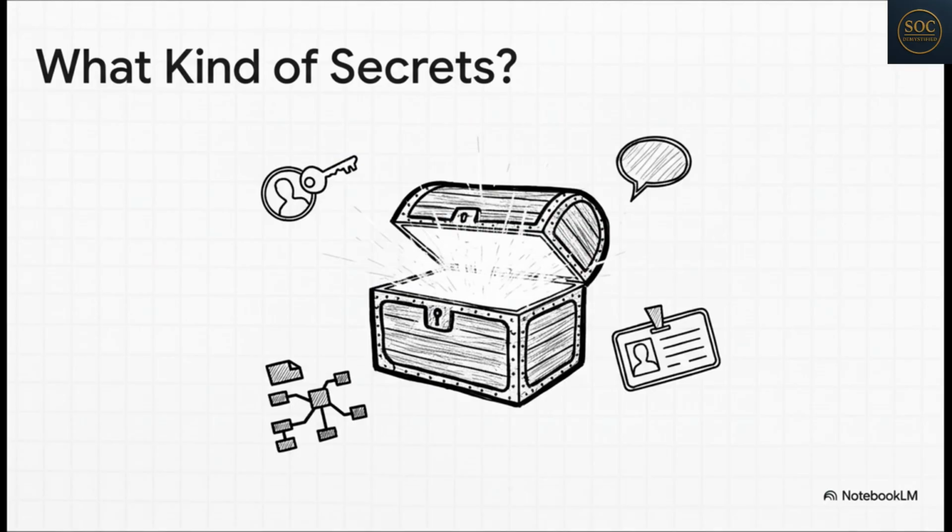So what kind of secrets are we actually talking about here? Well, it can be the obvious stuff, usernames and passwords, but it could also be your private messages or even internal system details like file paths. And those are like a blueprint that an attacker can use to plan a much bigger break-in. And of course, it could be your personally identifiable information, your name, address, all that private data.